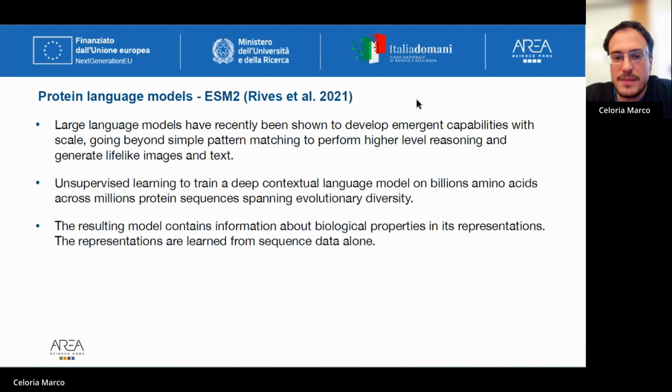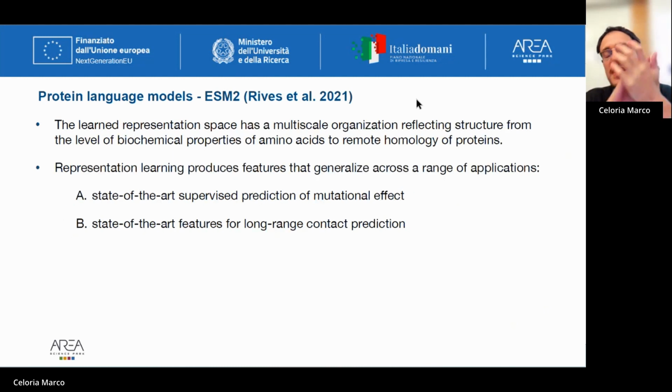Basically, by masking, the idea here is to create a representation of the amino acids, and such a representation encodes relations between amino acids, whereas ChatGPT creates a representation that encodes the relations between words. In this way, we can learn something from the amino acids, such as prediction of mutational effect and long-range contact prediction.